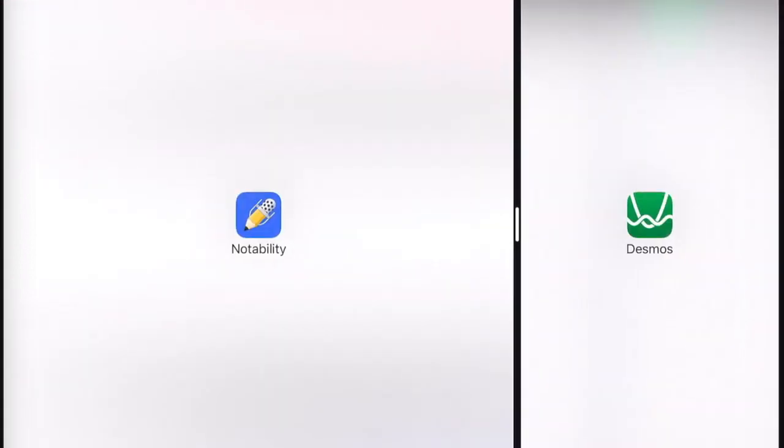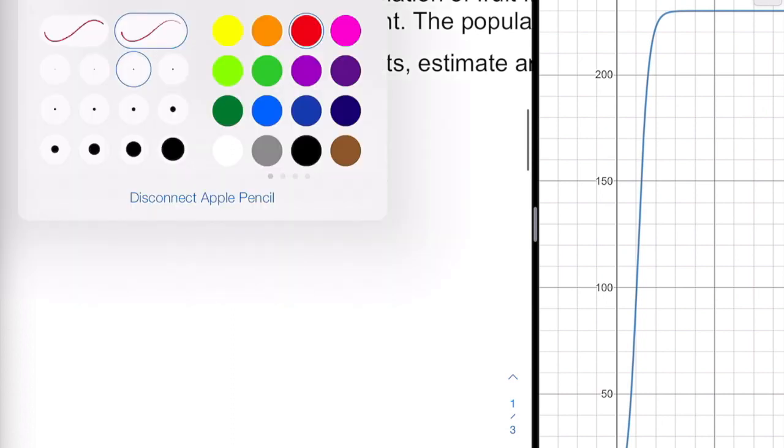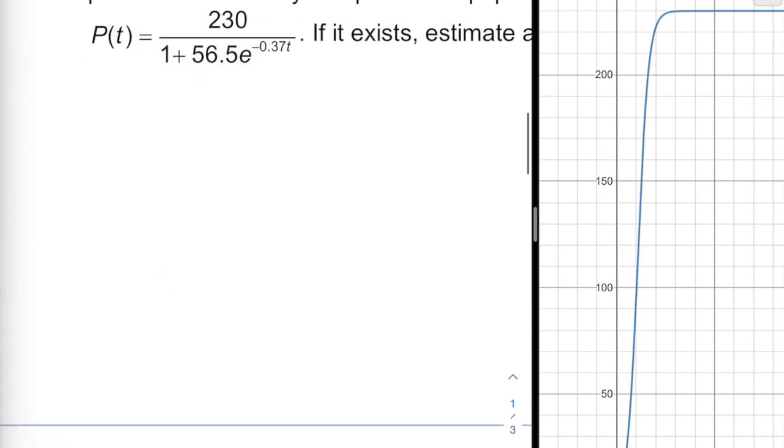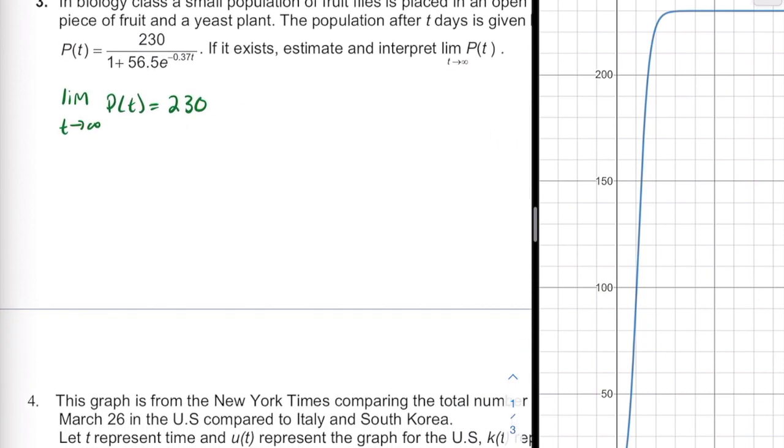All right, so here's what we found. For this one, our limit as t goes to infinity of p of t is equal to 230. And to interpret this in a real world context, we could say something like, as time passes. That's a really good way in real world language to talk about t going to infinity.